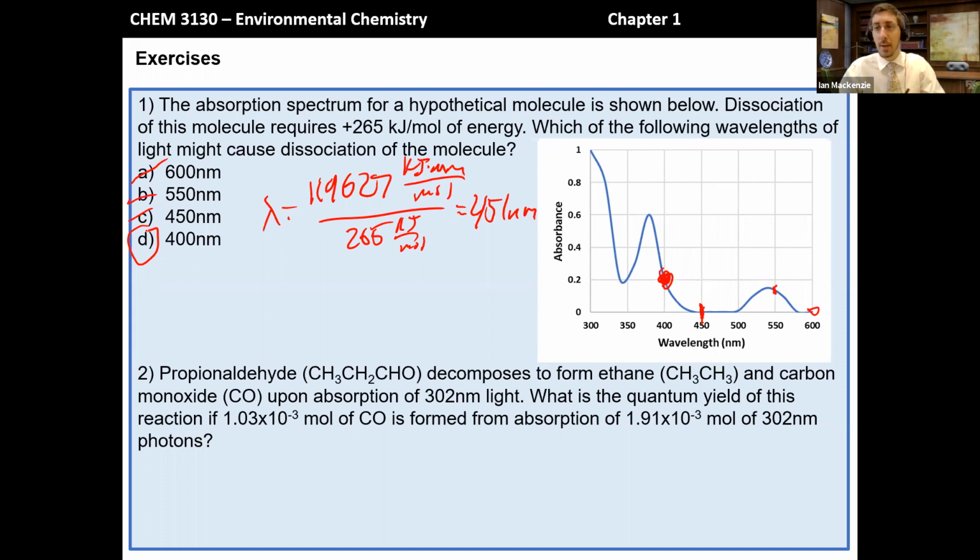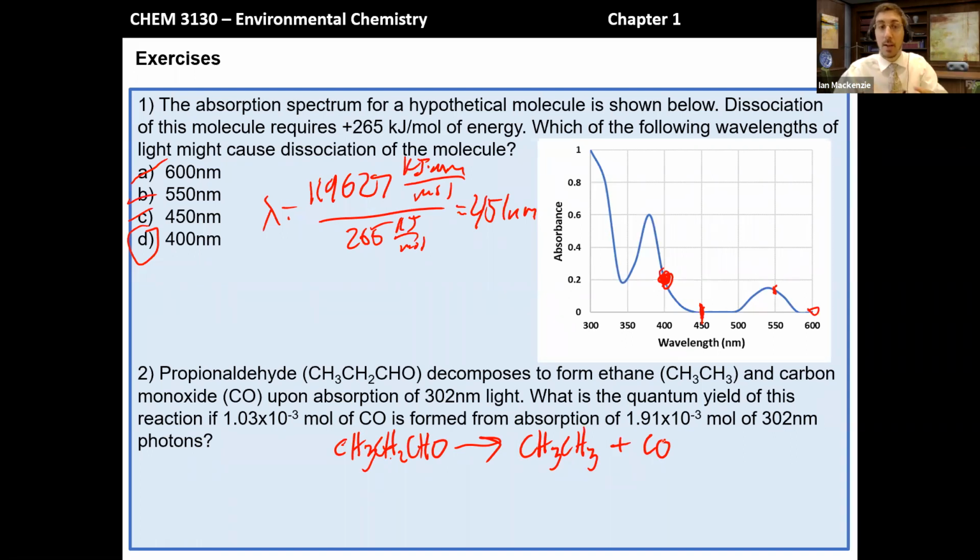The first thing we have to do is write out the reaction and figure out the molar relationship between CO and propionaldehyde, since propionaldehyde is what's actually absorbing the light. So we can draw out the chemical reaction, CH3CH2CHO going to CH3CH3 plus CO. And it turns out that the reaction is balanced just like that. So there's a 1-to-1 molar ratio between CO and propionaldehyde, which means that the 1.03 times 10 to the minus 3 moles of CO that were produced came from 1.03 times 10 to the minus 3 moles of propionaldehyde that reacted.